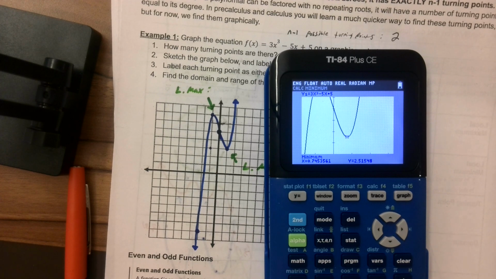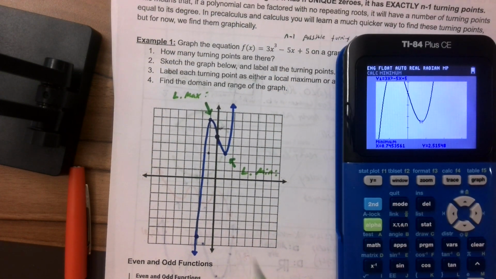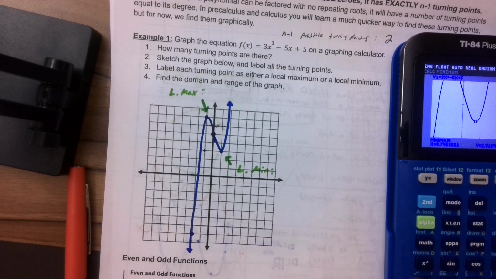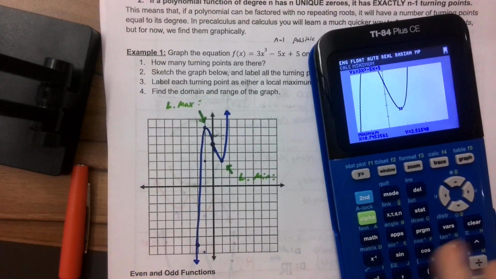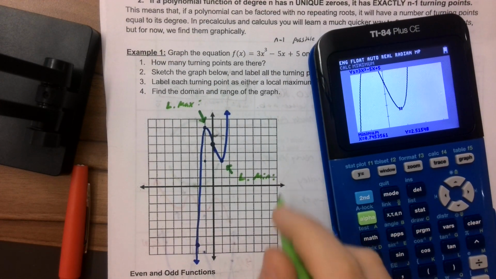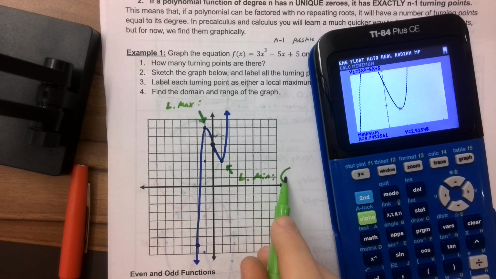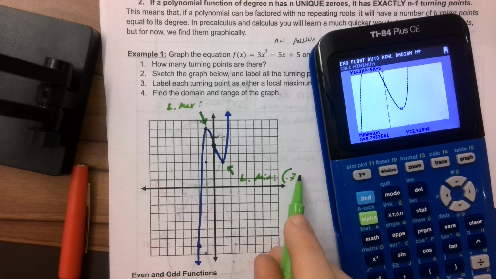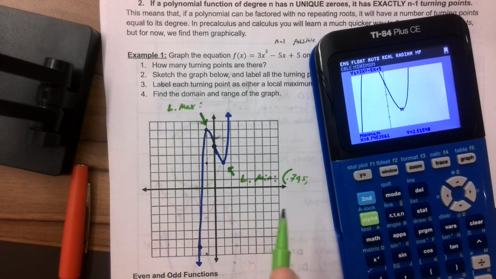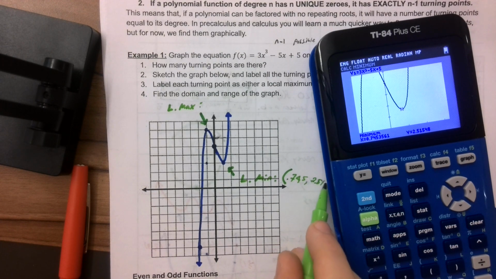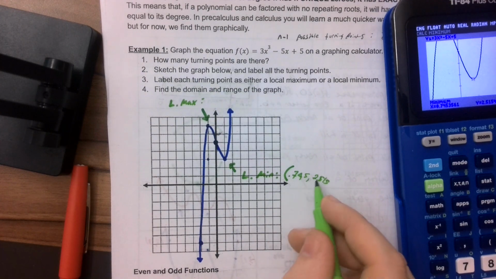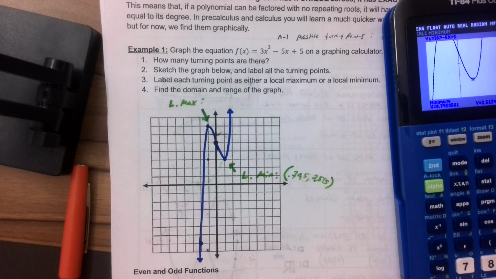We don't have exact numbers here, and that's okay. We are going to estimate these points, approximating them to a reasonable degree. I'm going to go with 3 decimal places. So this is the point 0.745, 2.515. Done. This is our local minimum.